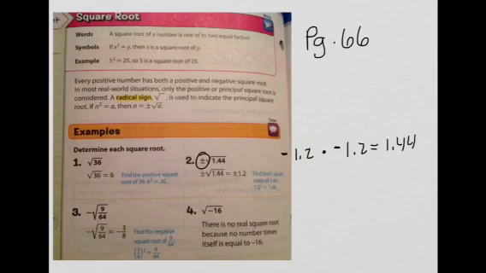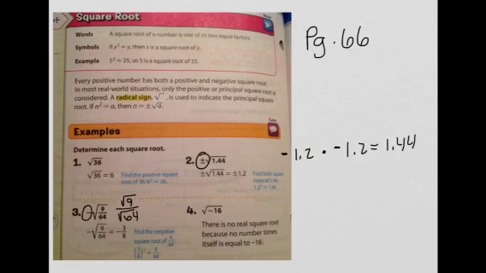Number 3 is finding the square root of a fraction. The first thing that we're going to do is rewrite the problem, taking the square root of the numerator and then taking the square root of the denominator. You'll notice that the problem is asking for the negative square root, so our answer is going to be negative 3 because 3 is the square root of 9, and 8 because 8 is the square root of 64. So negative 3/8 is our answer.